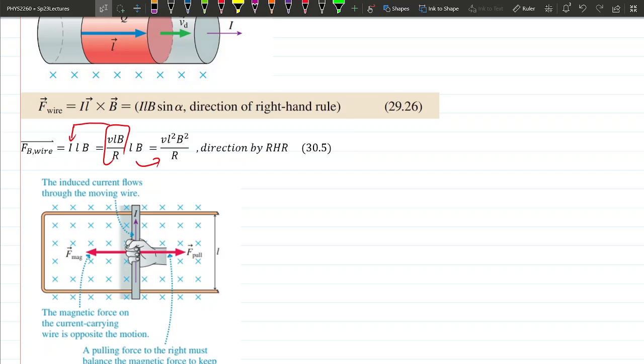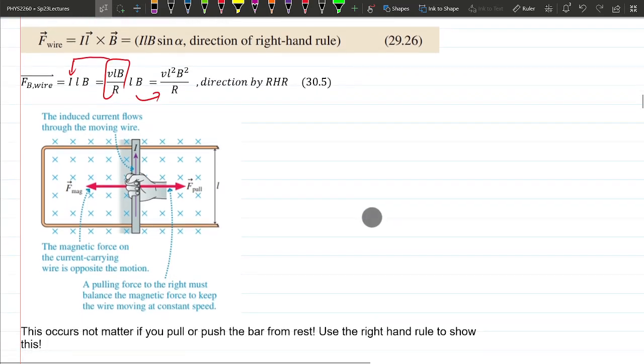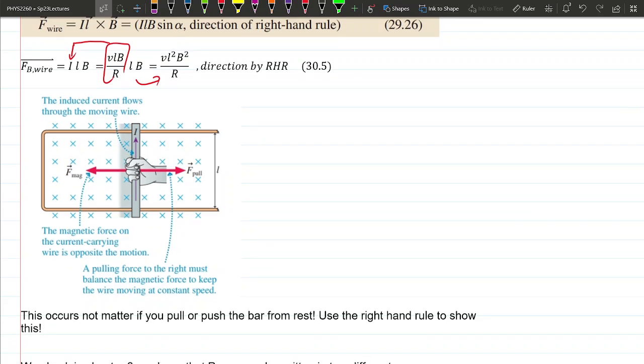The faster you move it, the bigger the magnetic force is going to be trying to slow you down. Okay, L squared, so it's proportional to the square of this length. If this was twice as long, it'll be 4 times the force. If it's 3 times as long, it'll be 9 times. And also B squared, it'll scale as the magnetic field squared, divided by the resistance, because that's where this R came from. So whenever this happens, you have to pull it with a force in order to offset the magnetic force so it doesn't slow you down.